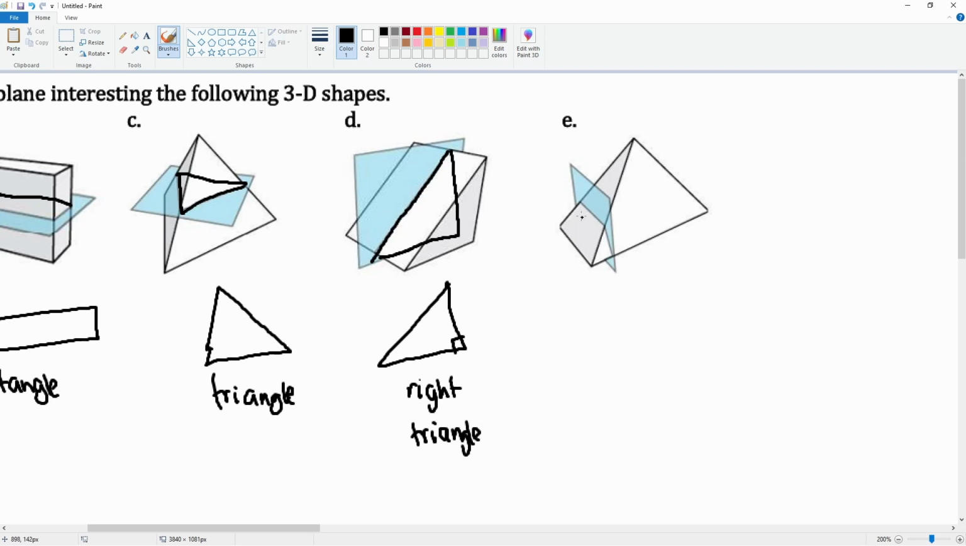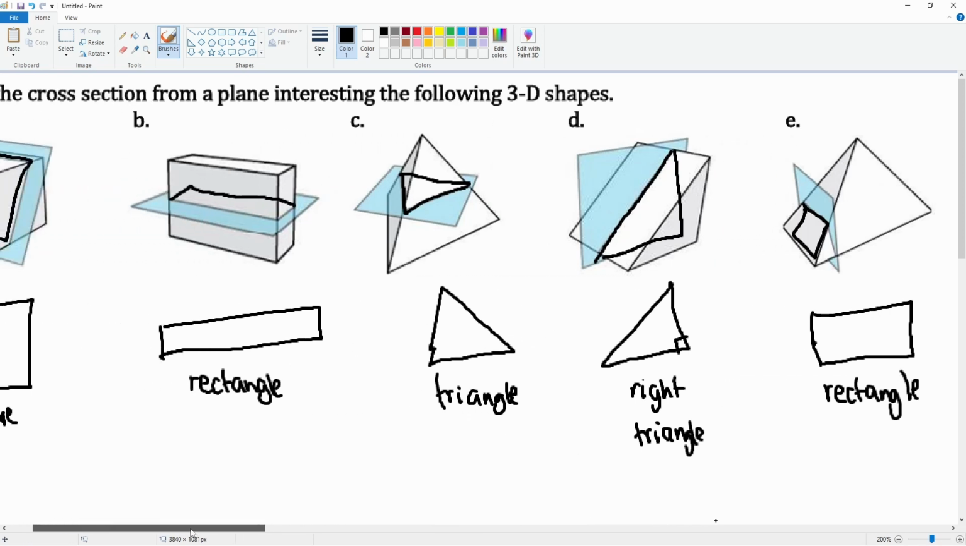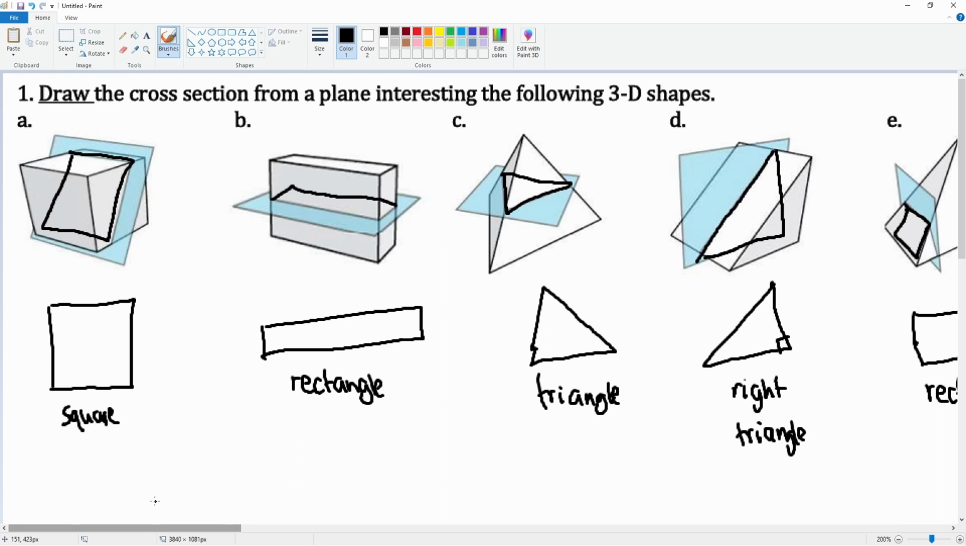And then this is a pyramid from the side. That does look like a rectangle. So there you go. This is what happens when you do a cross section of these solids producing a 2D cross section area.